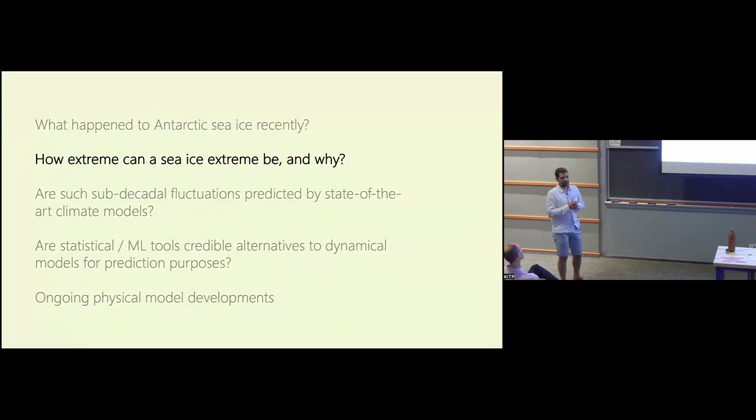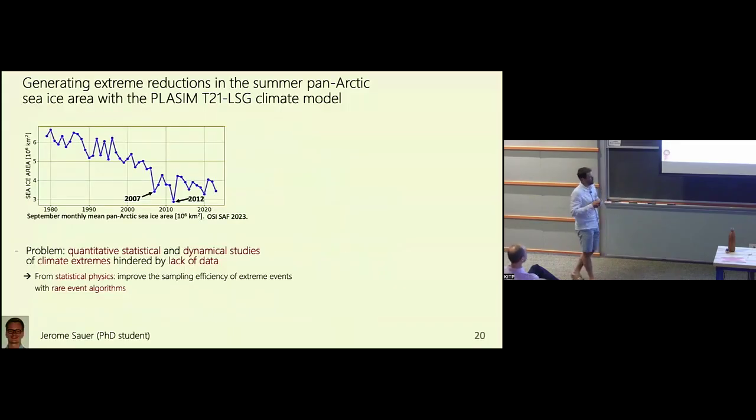The second question is, how extreme can a sea ice record be? For that, the starting point of this analysis is that the time series of Arctic sea ice extent that we are all familiar with is only one sample of the possible climates. And most importantly, these records, like 2007 and 2012, by definition, are rare events, and so we cannot oversample them. So if we want to study the statistics of those events, we need to have other ways.